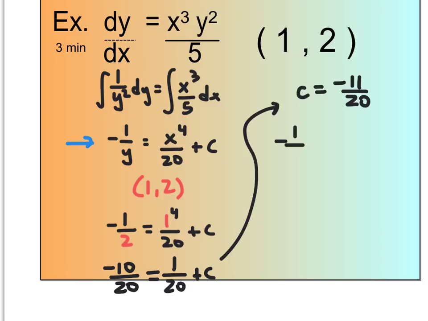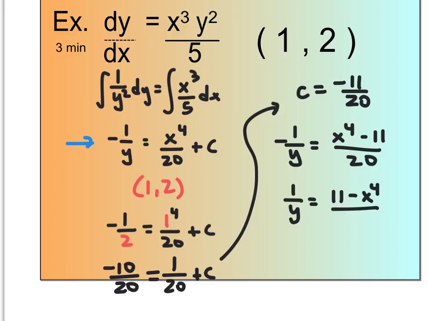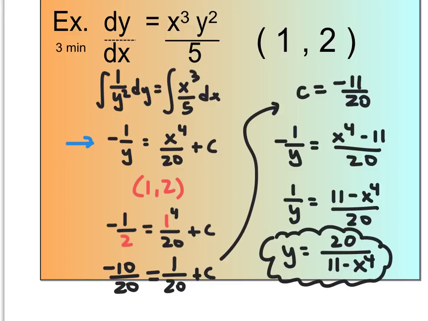So I get negative 1 over y is equal to x to the 4th minus 11 all over 20. All right, now I'm going to change the sign here. That would just change the 11 to positive, the x to the 4th to a negative, still over 20. And then I'm going to take the reciprocal, which would give me that. There is our function whose derivative can be represented by dy dx with the initial condition 1, 2.